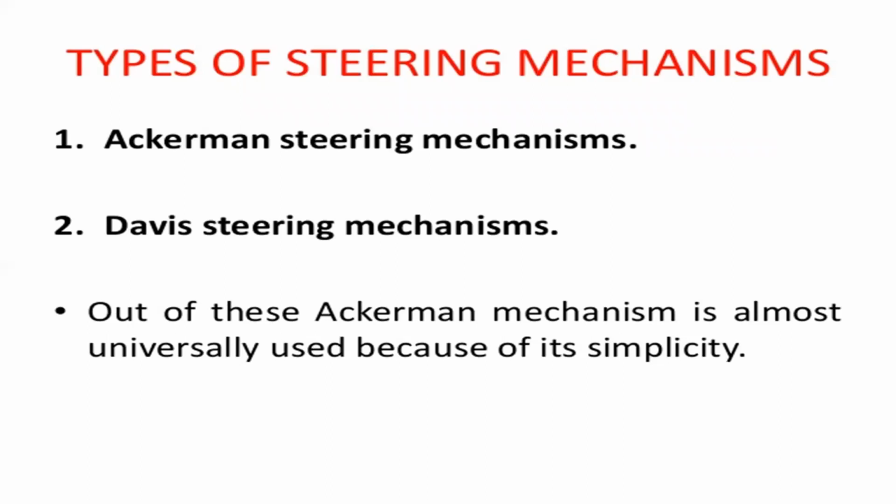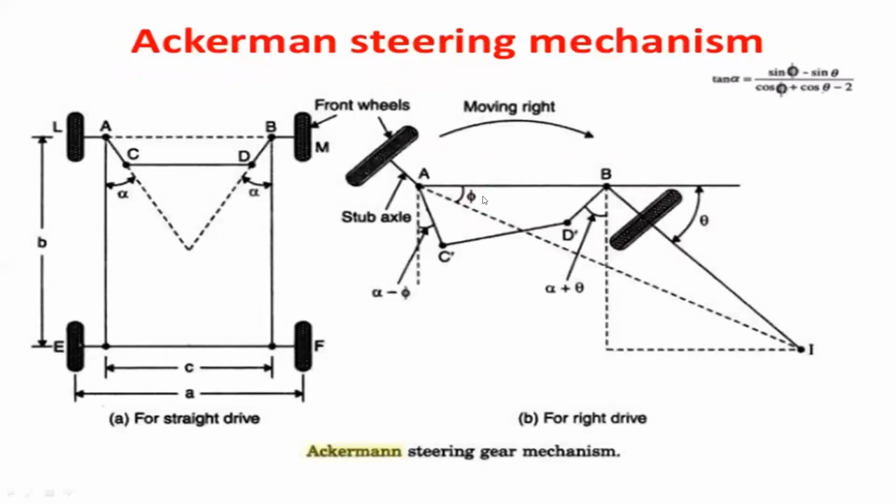We can see that out of these, the Ackermann mechanism is almost universally used because of its simplicity. Many automobile vehicles use this Ackermann type of steering because of the simplicity of the mechanism. That's why we mostly use the Ackermann steering mechanism. You can see what the Ackermann steering is and what its conditions are.